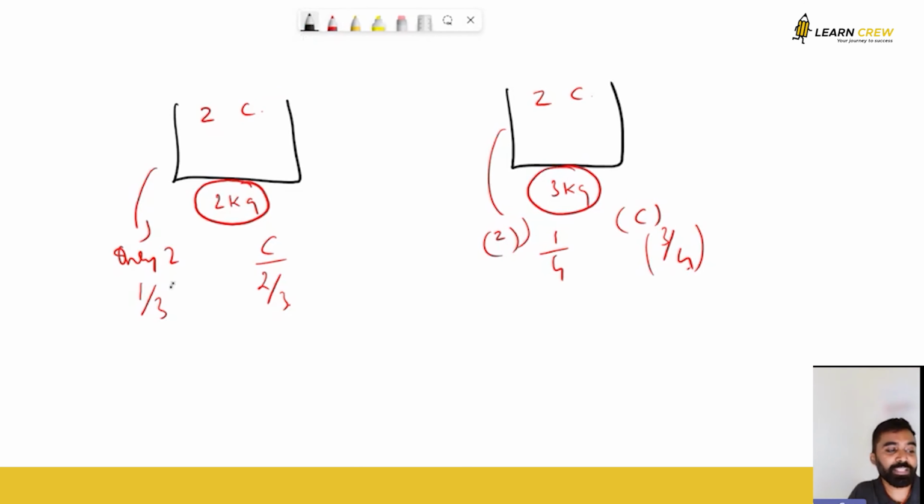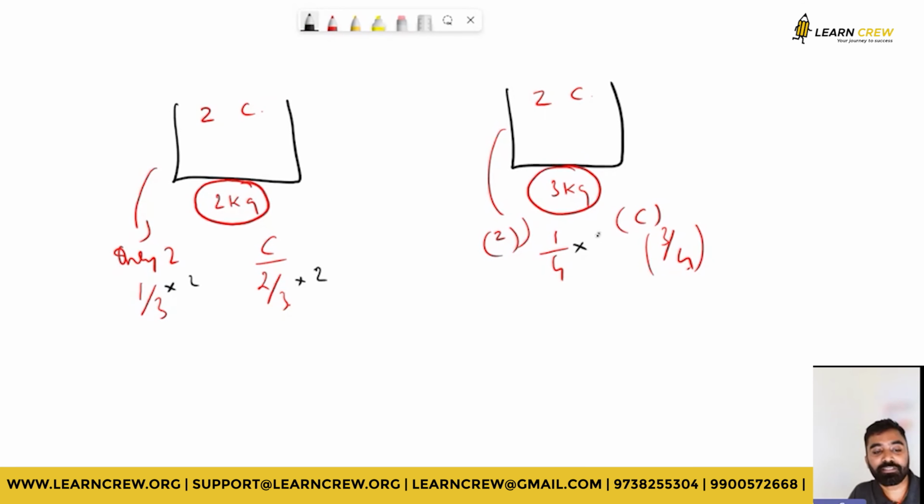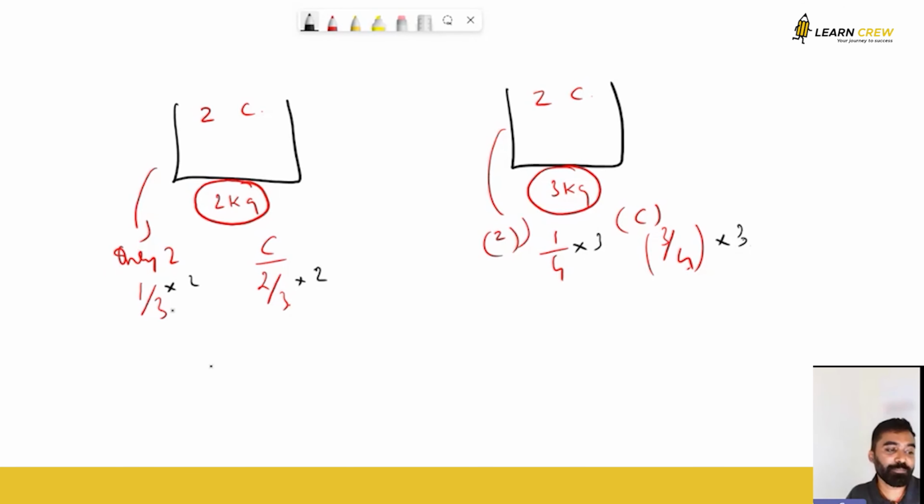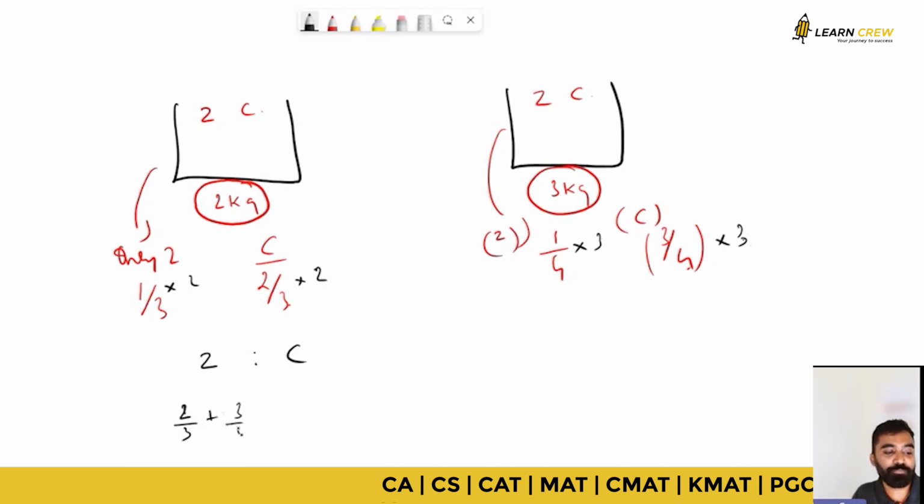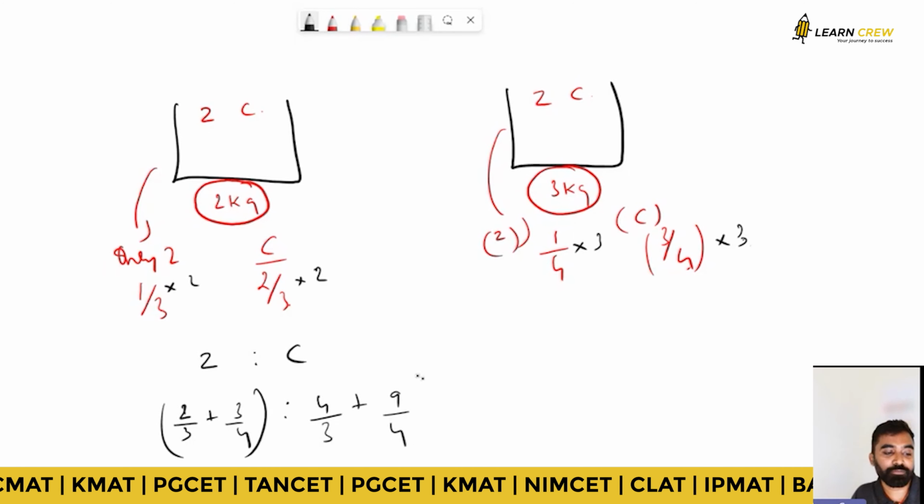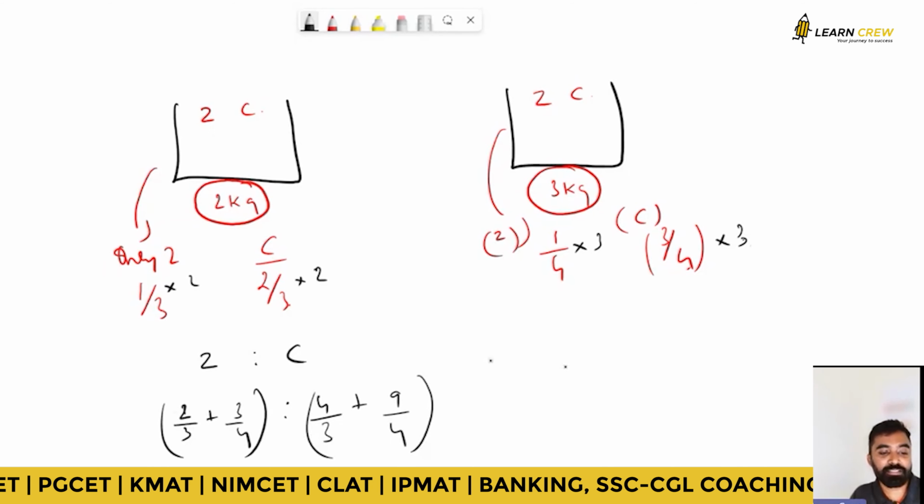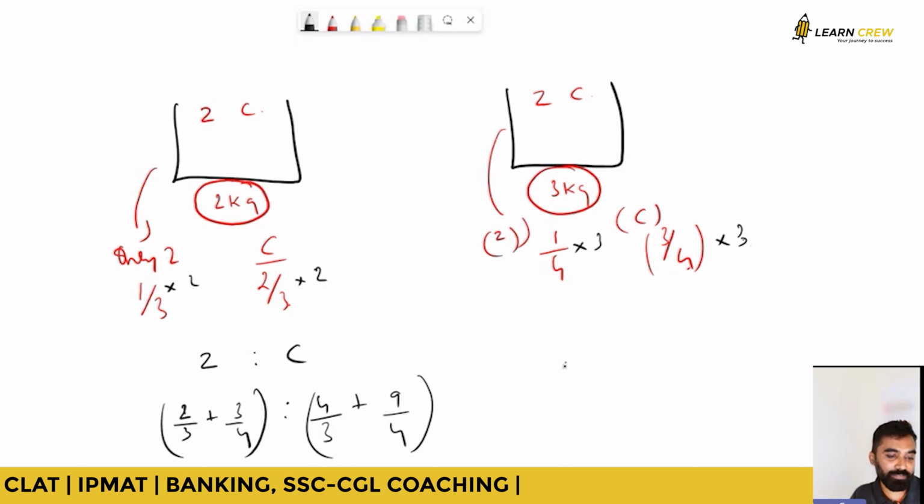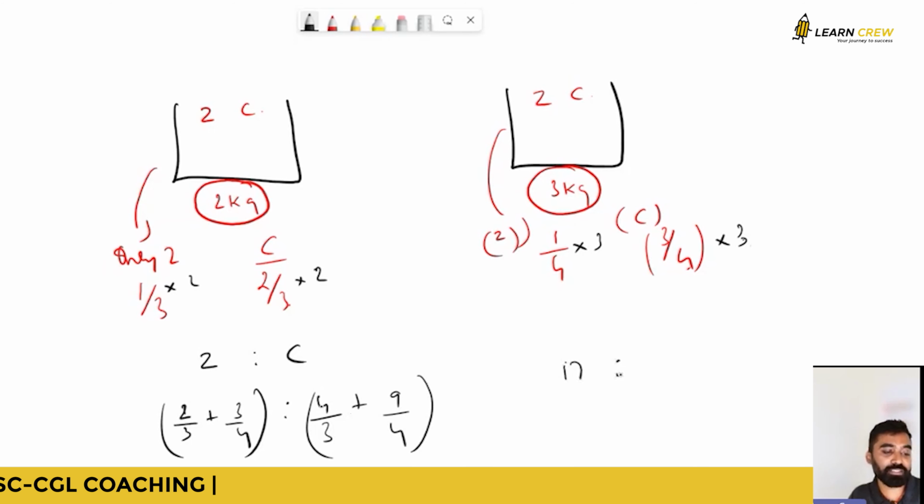So you need to multiply this by 2 and multiply this by 3. If this is multiplied, zinc is to copper is nothing but 2/3 plus 3/4 is to 4/3 plus 9/4. So 8 plus 9, 17. 8 plus 9 is 17 is to 16 plus 27. 16 plus 27 is 43.